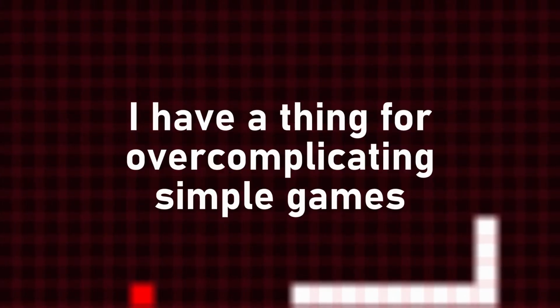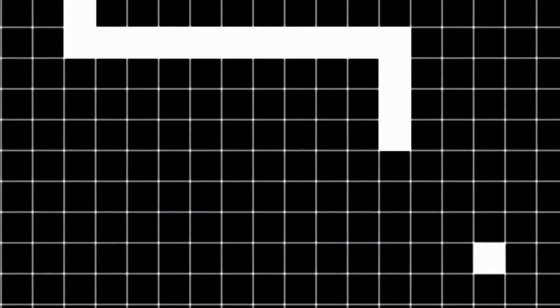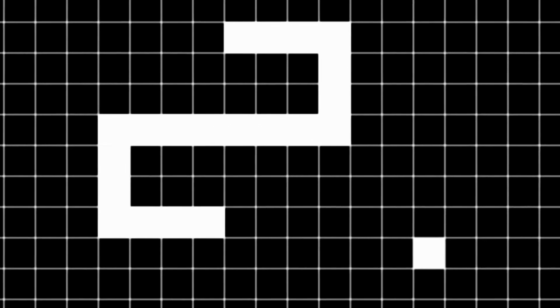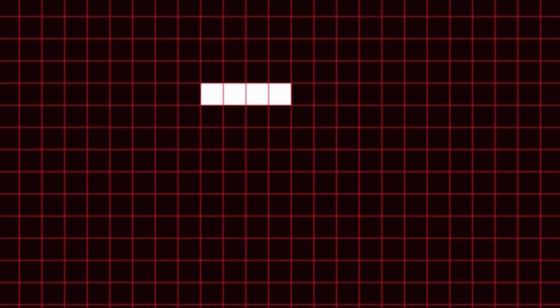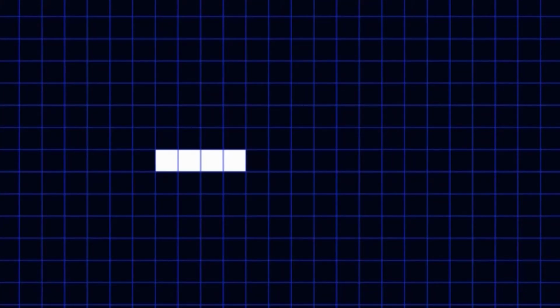I have a thing for overcomplicating simple games, and thus, naturally, I had to make up something for Snake. And so, as the title implies, I made Snake multi-dimensional. Basically, there's two dimensions in the game. The red dimension and the blue dimension. Now, you can transport between them using the spacebar.